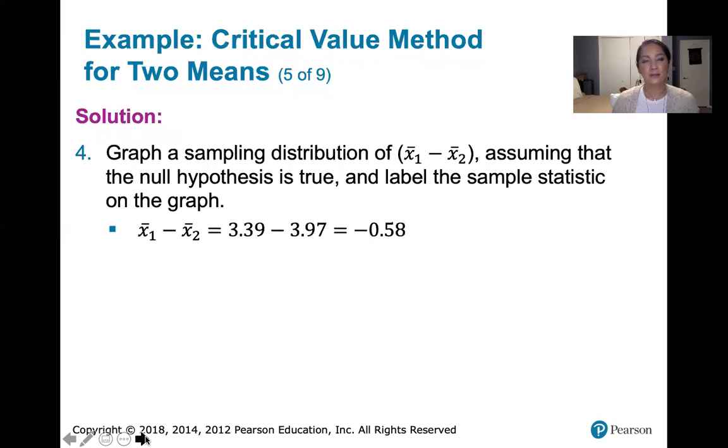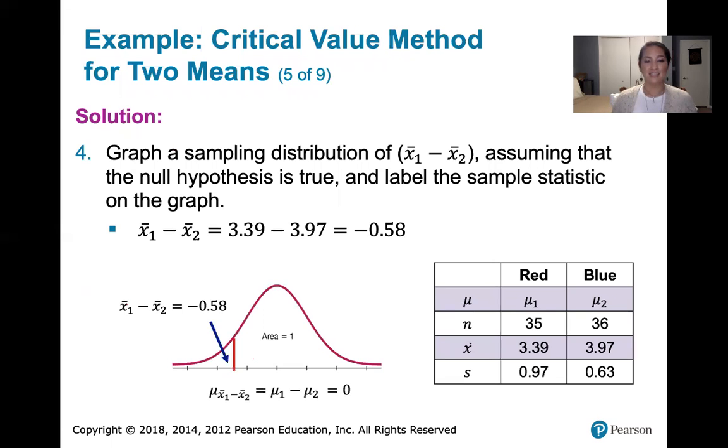And then in order to make sure we understand what we're doing and why we're doing it, I always like to graph that sampling distribution of x sub 1 bar minus x sub 2 bar, assuming that the null hypothesis is true, and then label the sample statistic on our graph. The sample statistic that we're going to list on our graph is this x sub 1 bar minus x sub 2 bar from our two samples. Well, the first rating was 3.39. That was the rating of creativity for the first group. And then the 3.97 was the rating of creativity for the second group, which happened to be the blue group. And that difference is negative 0.58. So that is our best point estimate for the difference between mu sub 1 and mu sub 2.